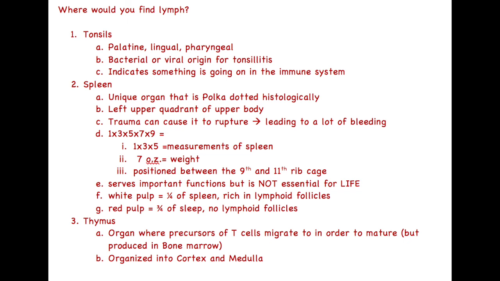So the thymus is actually organized into cortex and medulla, and the cortex is closely packed T lymphocytes, and there are different varieties of epithelial reticular cells and macrophages there. And the medulla is actually less packed lymphocytes, and the epithelial reticular cells and macrophages are also found there. So just take note of that.